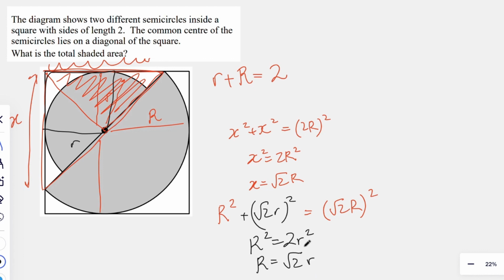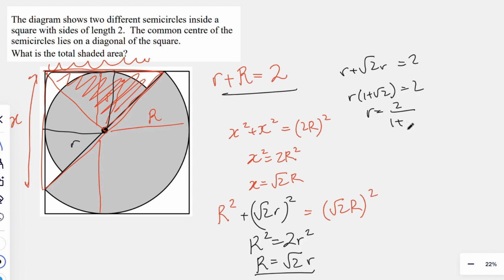And so now we've got two equations, this one and this one, so we want to solve them simultaneously. So I can just say r plus root 2 r equals 2, factoring out the r gives me this, and so r equals 2 divided by 1 plus root 2, and if you multiply top and bottom by root 2 minus 1, you get 2 root 2 minus 2. So little r is equal to 2 root 2 minus 2. Now I need to work out big R, so I just need to multiply by root 2. So R is equal to 2 root 2 times root 2, which is 4, minus 2 root 2.